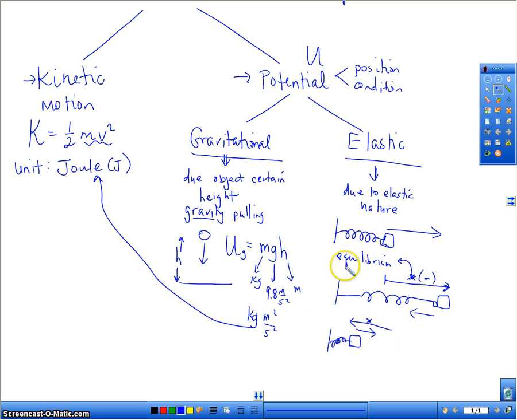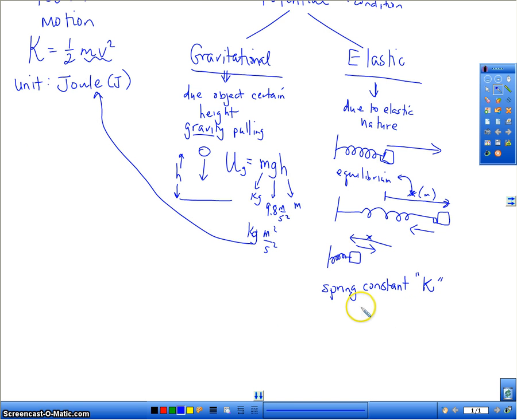The other thing that controls the elastic potential energy is something called the spring constant. The spring constant is a number. It's the lowercase letter k that we use for spring constant. It's a number that's assigned to every spring or anything that's elastic that tells you how much that spring stretches when you put a force on it. So how much it stretches when force is placed on it.